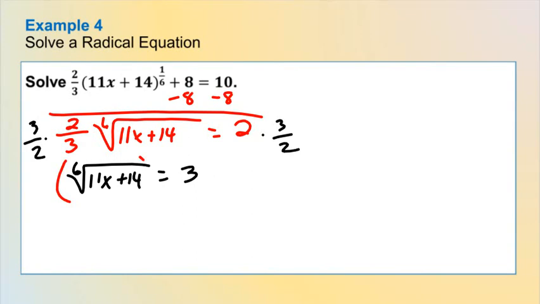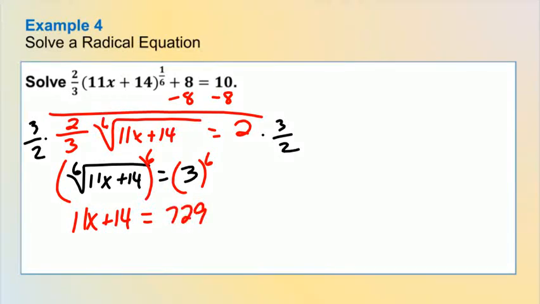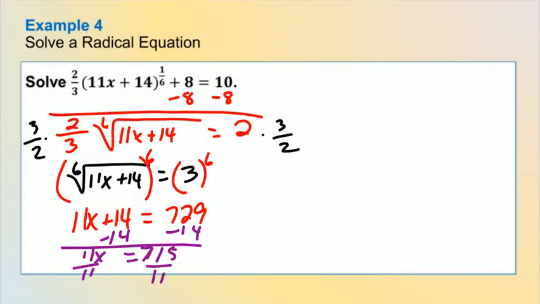To undo the 6th root, I raise it to the 6th power on both sides. This will give us 11x plus 14 equals 3 to the 6th power, which is 729. Subtract 14, 11x equals 715. Divide by 11, so 715 divided by 11 gives us 65. So x would equal 65.